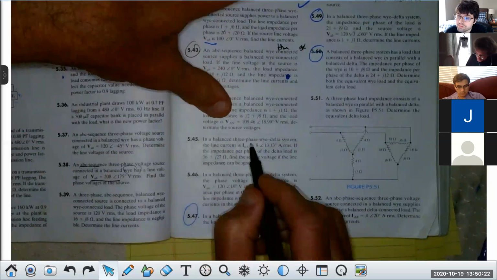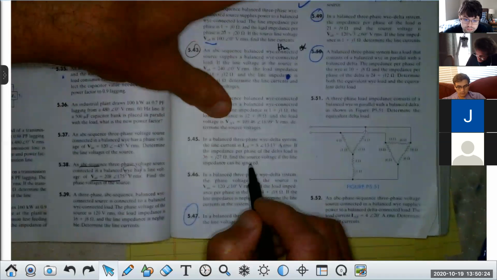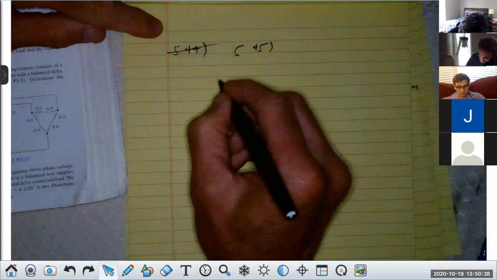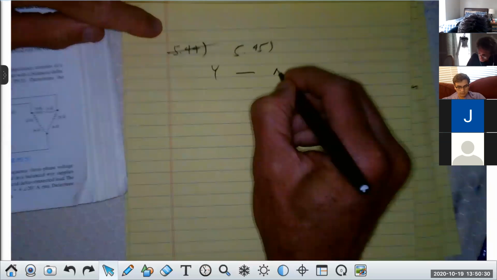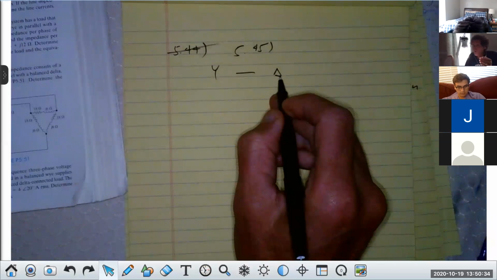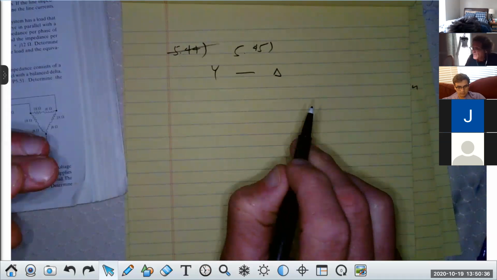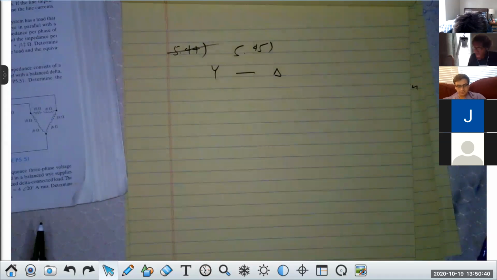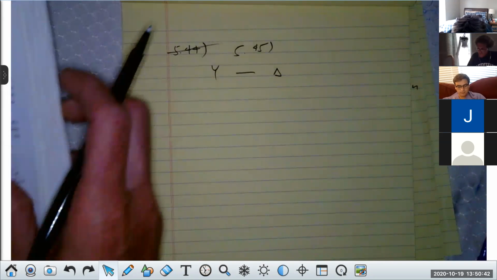Here, in a balanced three-phase Y-delta system, right away I'm going to show that. I draw this as a Y source and a delta load. Got it, everyone? But we're going to transform that load into a Y load. I just put Y-delta. That load's delta, and it's specified as follows.